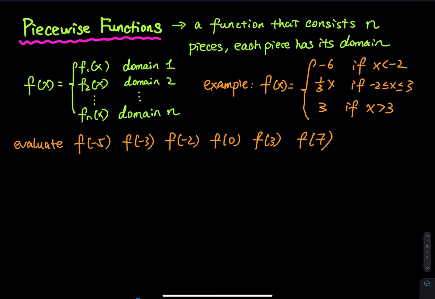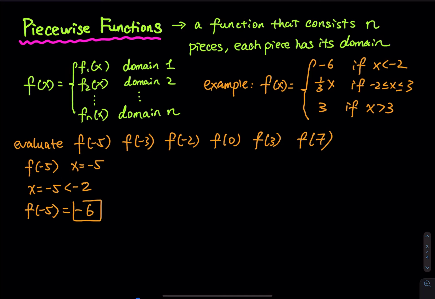My job is to evaluate this piecewise function at the indicated x value. So first one, f of negative 5, that means x equals negative 5. We know that x equals negative 5 is less than negative 2, right? So that means we are taking the first piece. When you plug in negative 5, the first piece equals negative 6, and negative 6 is your final answer.